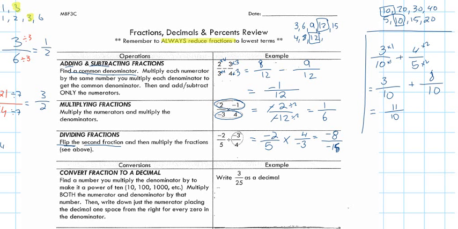8 can be divided by 1, 2, 4, and 8. That's it, right? 15 can be divided by 1, 3, 5, and 15. So there's no common factor there. One is never considered a common factor because 1 is common for everything. Okay, so the answer for this is 8 over 15.